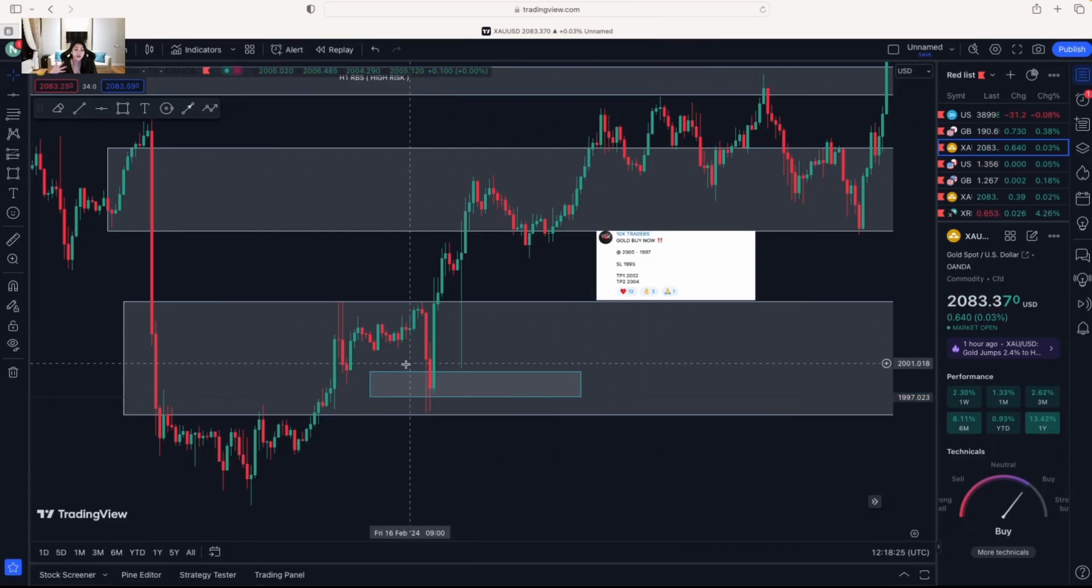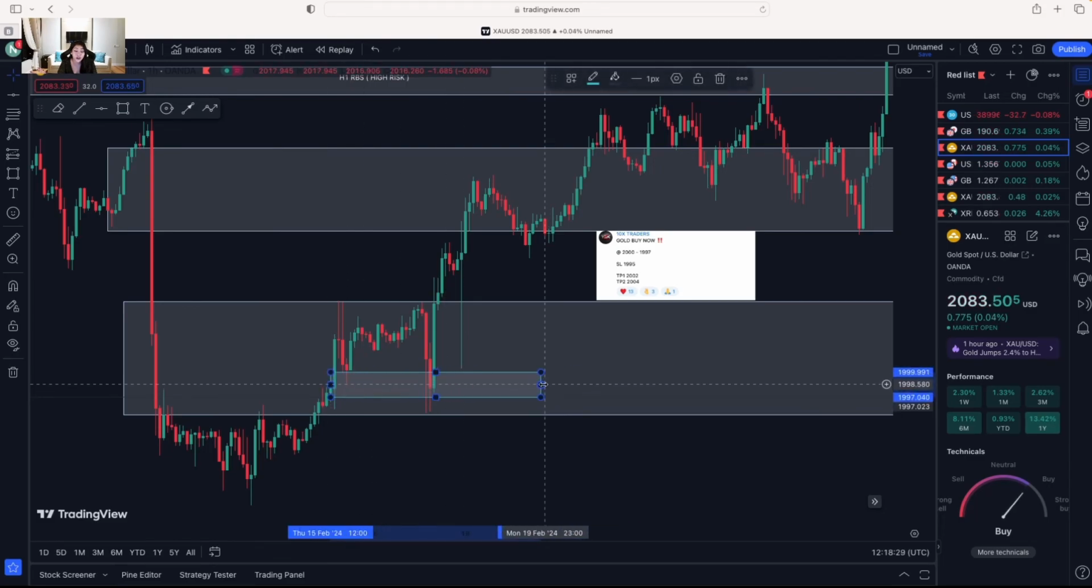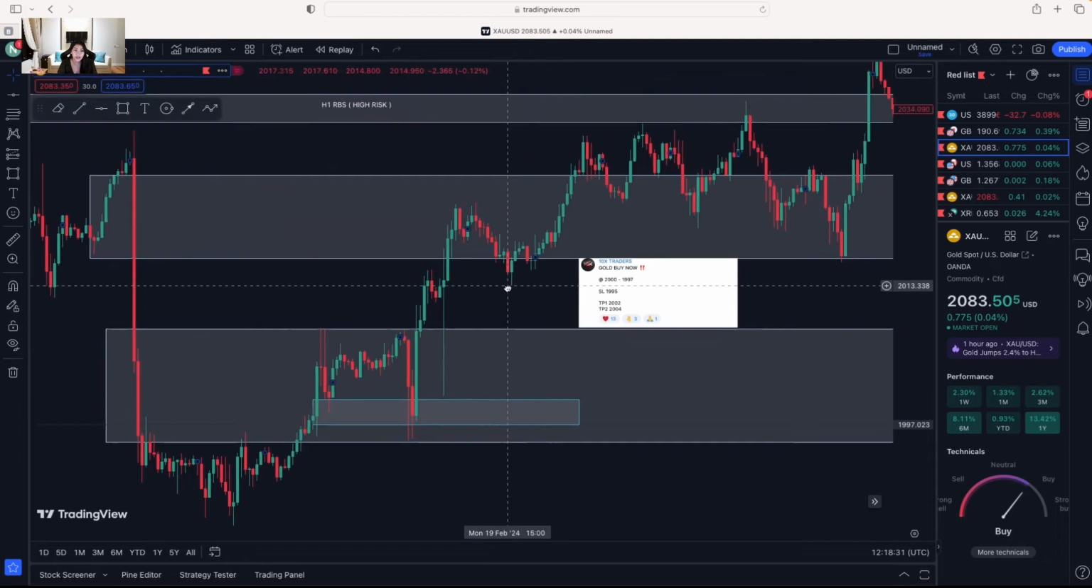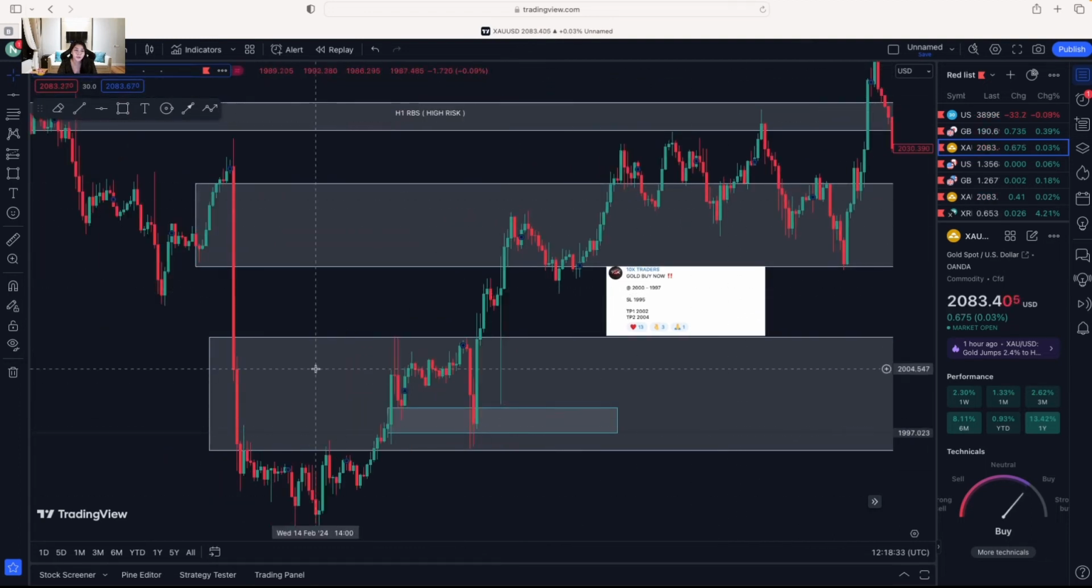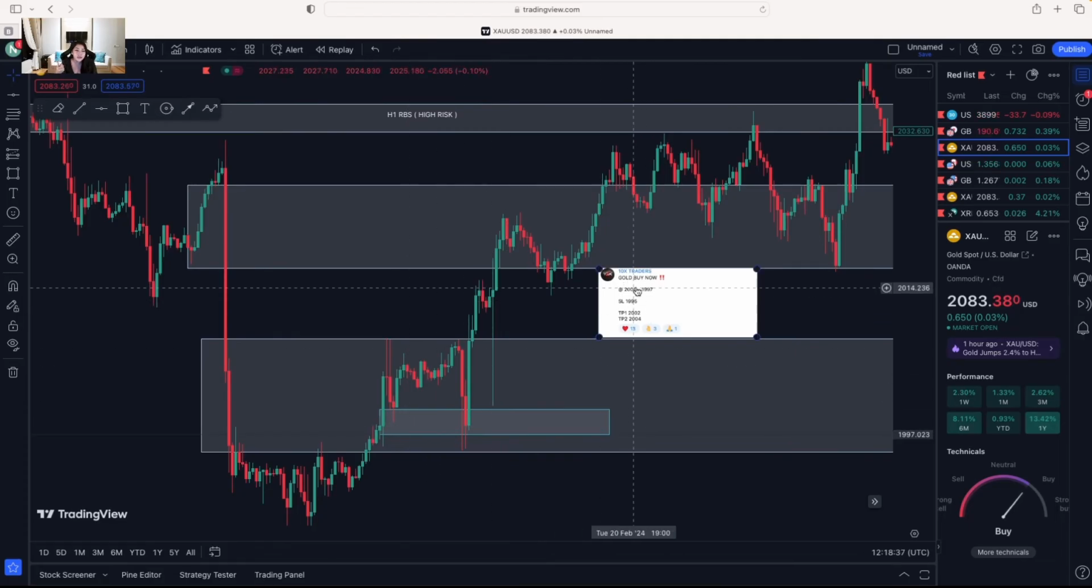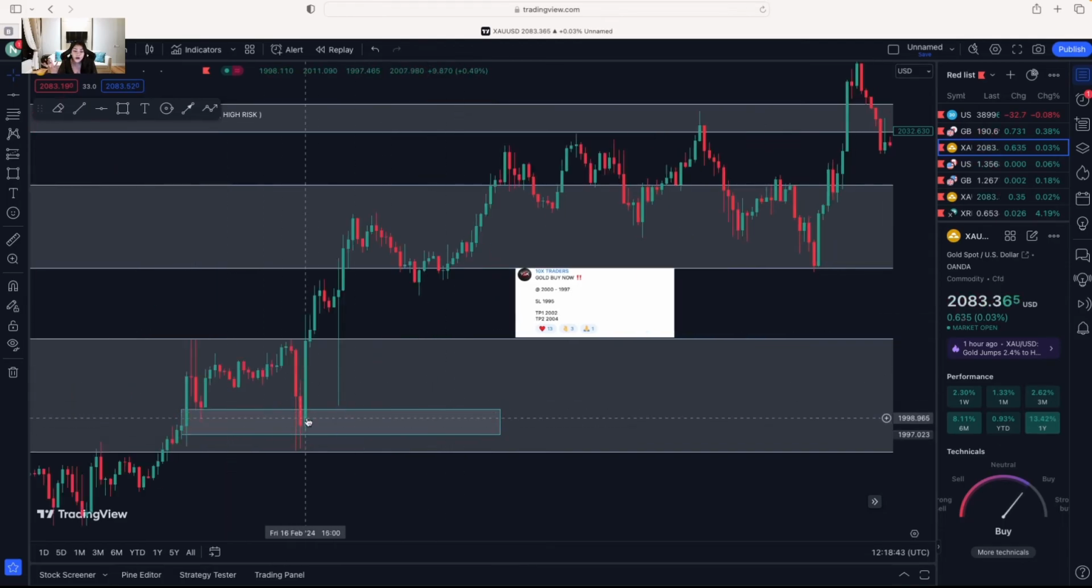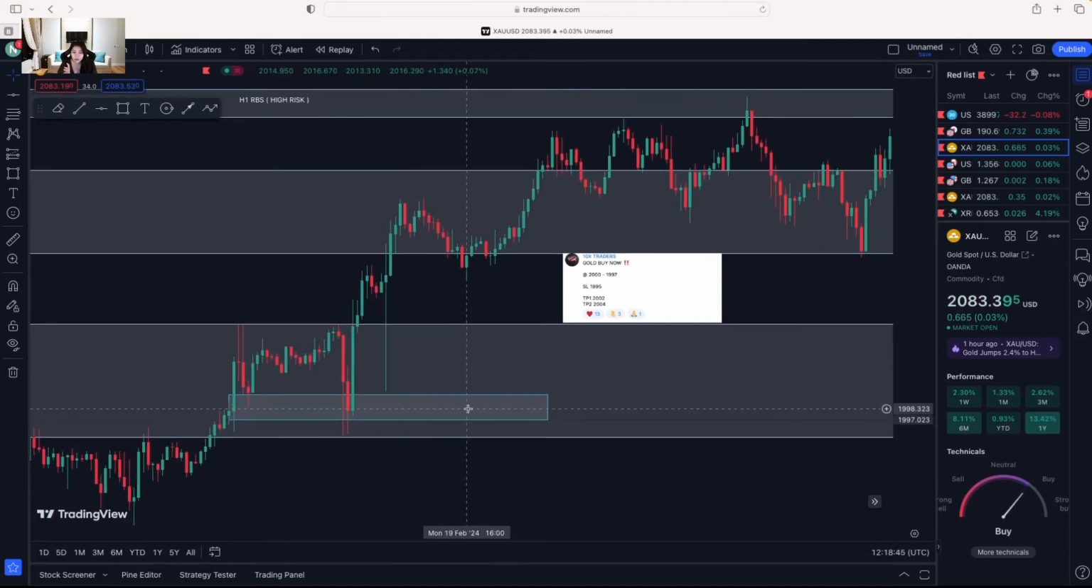This is the zone to buy, which I gave on 16 February. It hit our TP max, crazy profits for my students right here. Everybody was super happy. So our zone for buy is 2000 to 1997. You have to mark out that zone. This is the area that I can layer, the area that I'll be buying.